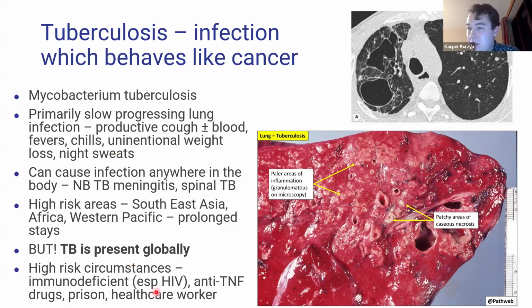Now, high-risk circumstances for TB, and in particular reactivation of latent TB: immunodeficiency, in particular HIV positive; anti-TNF drugs, like drugs for rheumatoid arthritis such as infliximab, or for Crohn's disease; or if they are in prison, high risk of infection; or healthcare workers, in particular in those high risk areas. Every staff member coming into our trust does get an IGRA to check for latent TB.